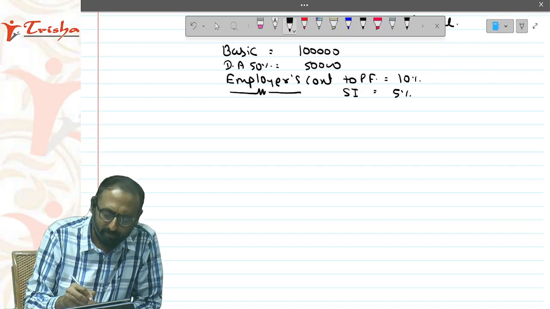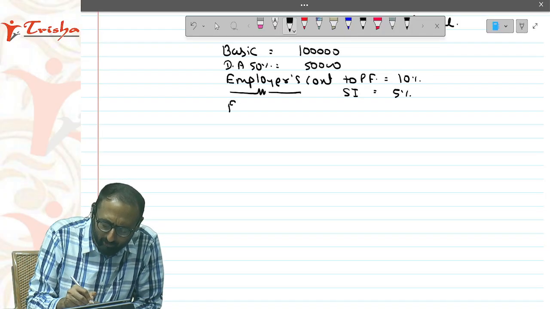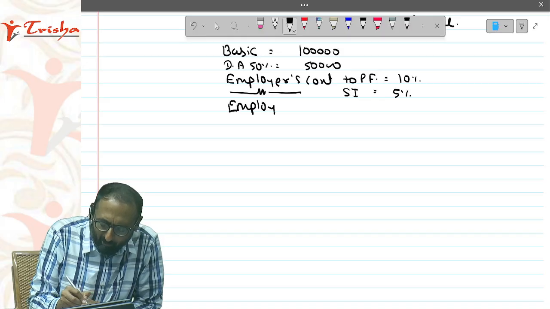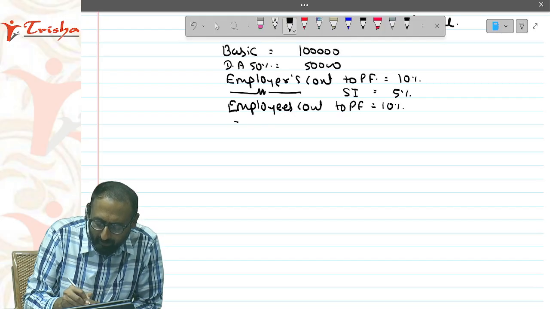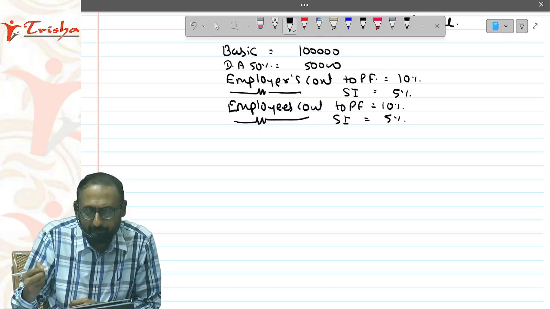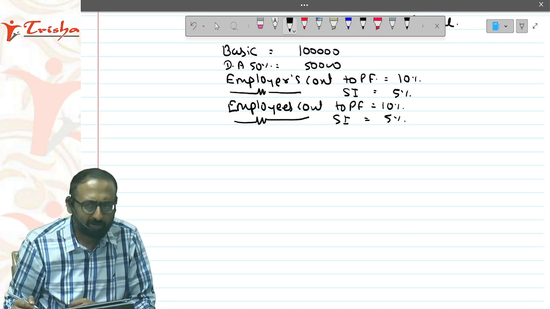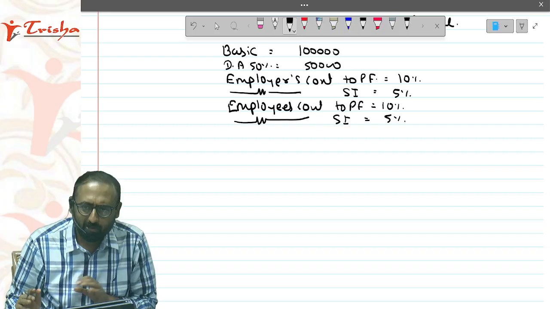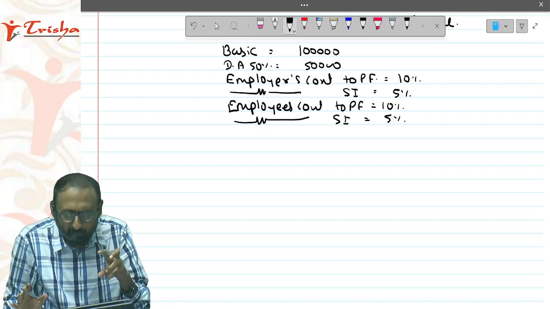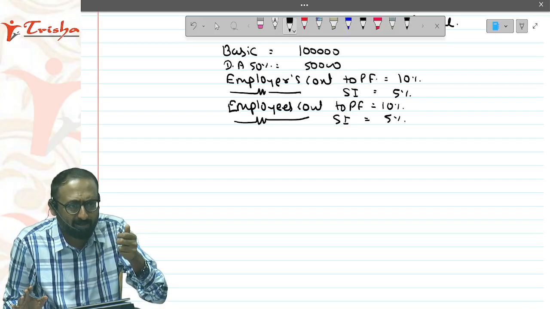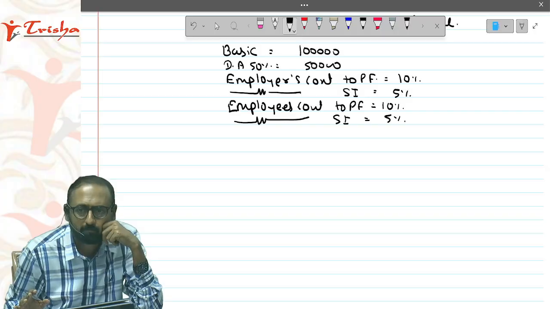Next one. Employees contribution to provident fund will be same 10%. Employees contribution to state insurance will be same 5%. Now question will be asked, calculate total labor cost. And second question will be asked, how much will be the earning of that worker? How much amount he is taking home?